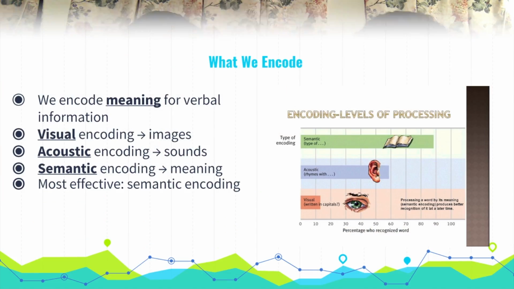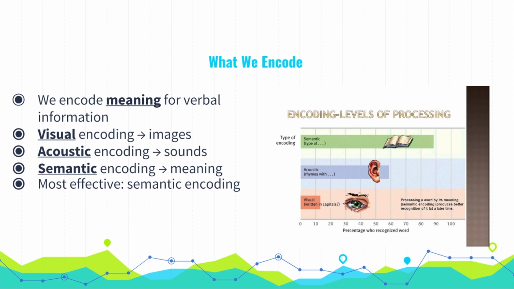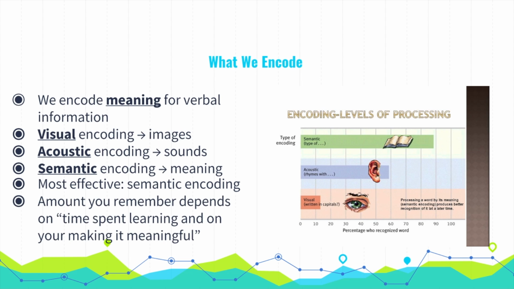Not quite, Frank. The fact that semantic encoding is the most effective for memory is the reason why it would be much easier for both you and I to memorize a speech in English rather than in a foreign language, such as Latin. When the speech is in English, we can understand its meaning and then semantically process it, cementing it into our memory. Now here's another study tip for you guys. The amount you remember depends on the time spent learning and on your making it meaningful.